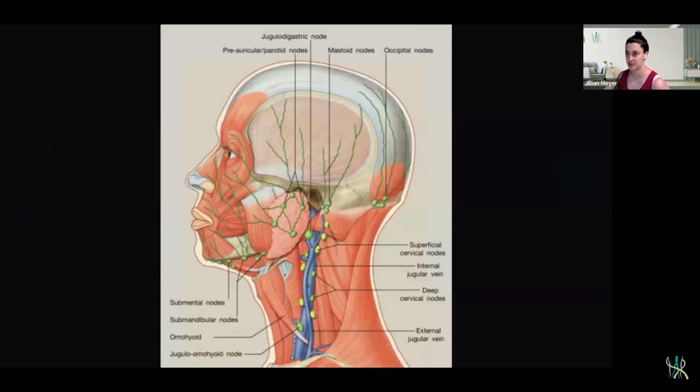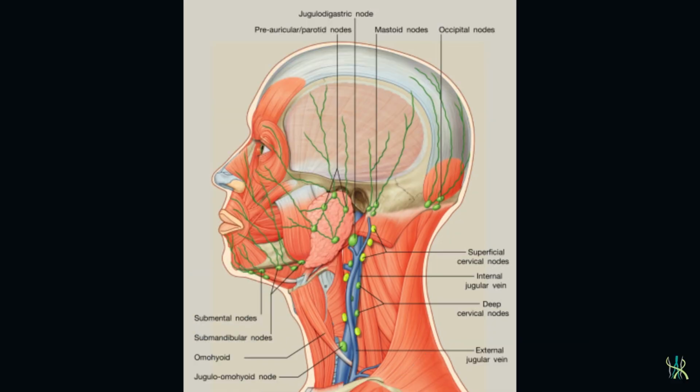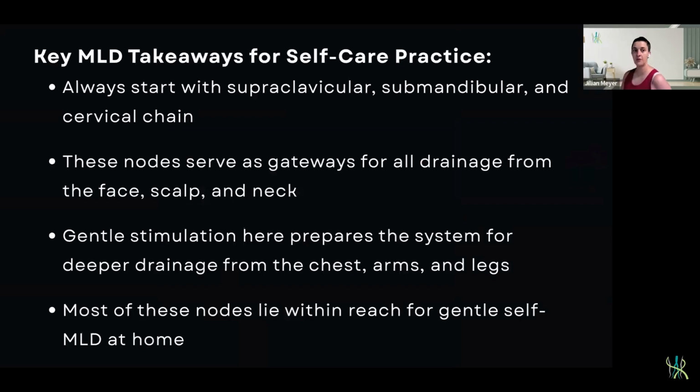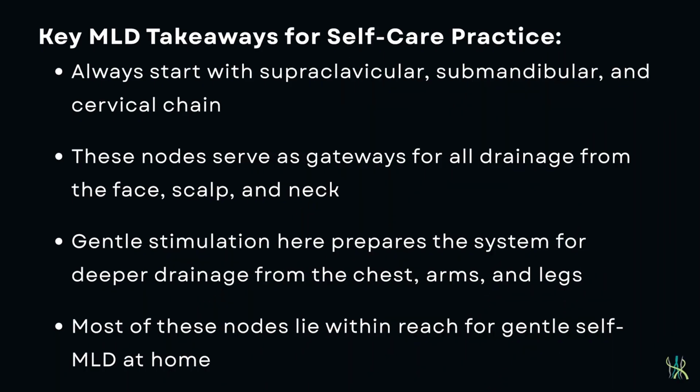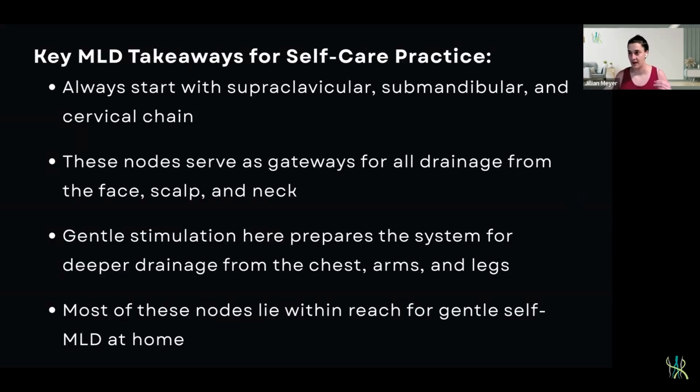So again, another picture, just so that you can see why we're doing the certain hand placements. All right. So for manual lymphatic drainage, we always want to start near the collarbone, near the jaw, and near the neck, because these nodes serve as a gateway for all drainage from the head and the neck into the circulatory system. Gentle stimulation here prepares the system for deeper drainage from the other areas that we're going to be addressing. And again, these lymph nodes live in the fat layers, but there's not a whole lot of fat on your neck, so we don't have to give a whole lot of pressure.